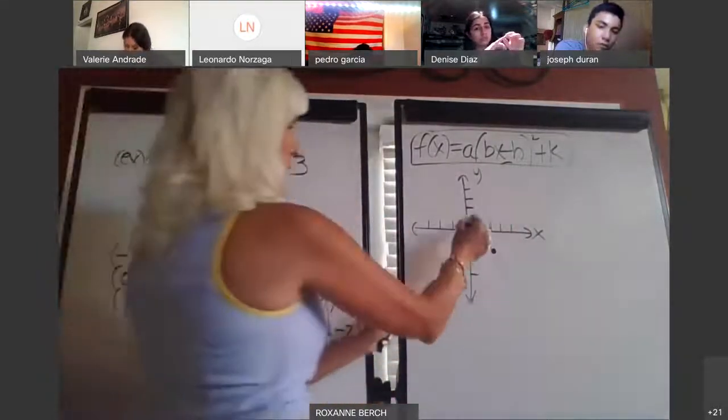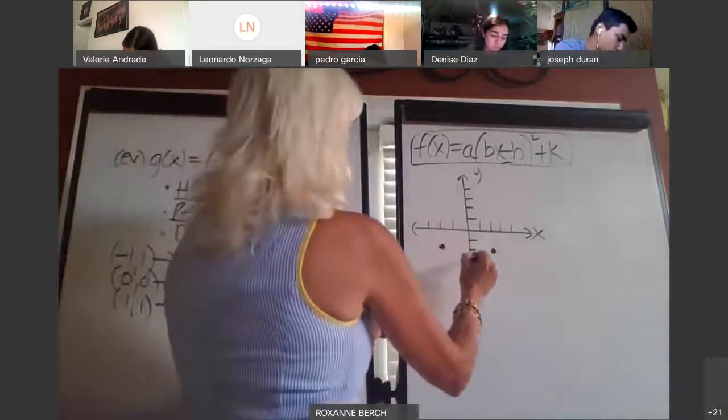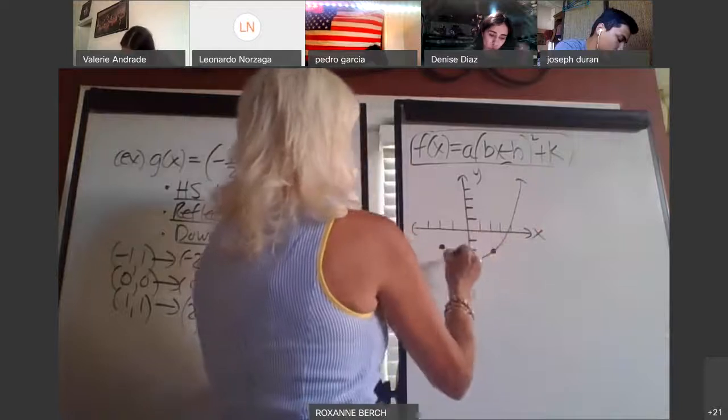This is 0, down 3. And this is left 2, down 2. Let's make a little fatty.